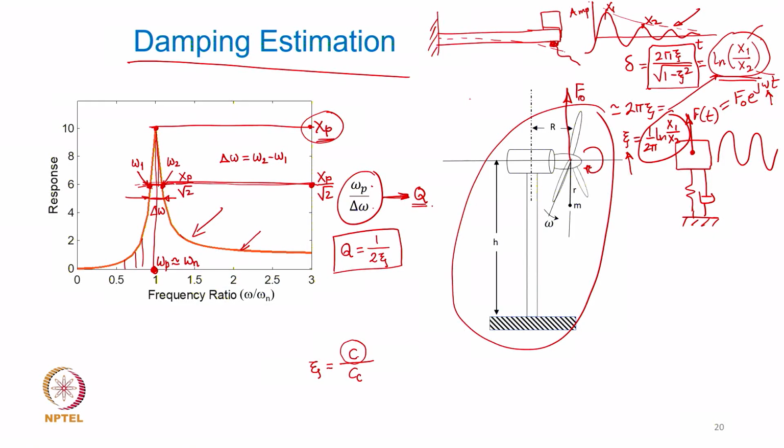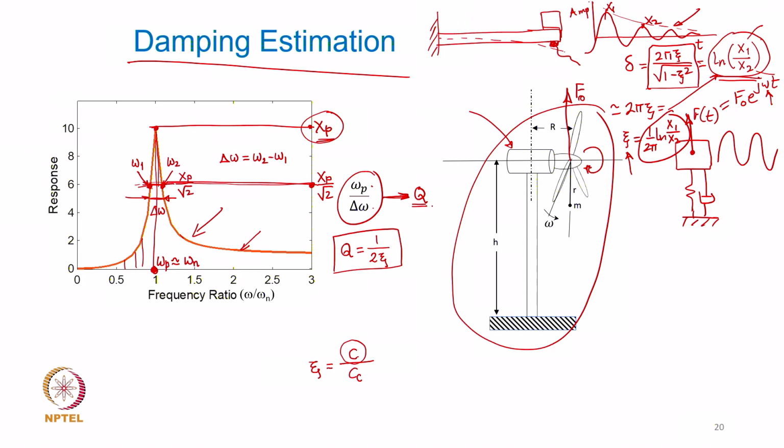Now, you imagine if you want to use the same thing in a structure like a wind turbine, will you be able to push that wind turbine and let it vibrate like that? It is not possible, right. So, for bigger and more complex systems, that particular approach of finding out the damping ratio is not viable.